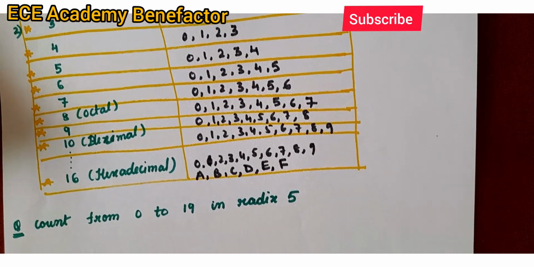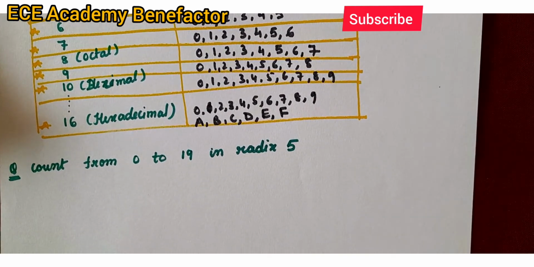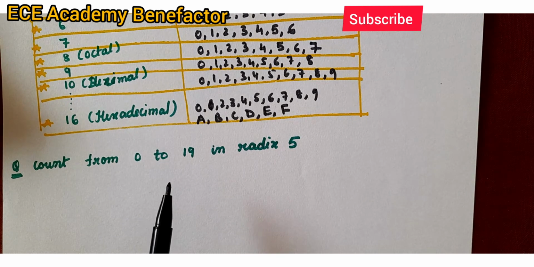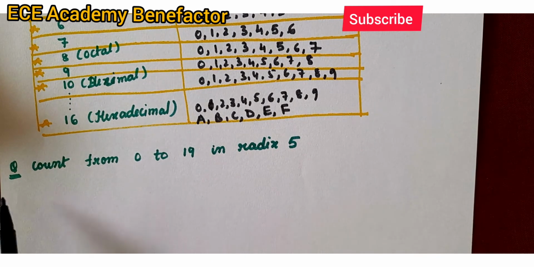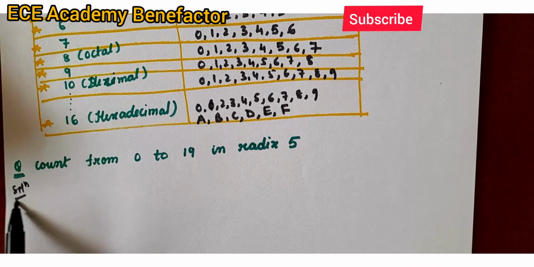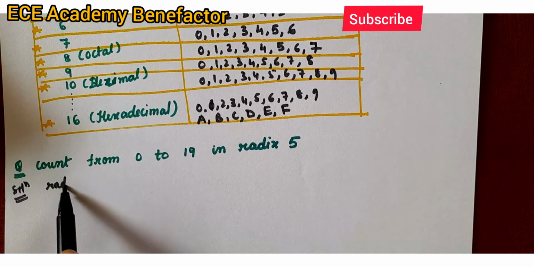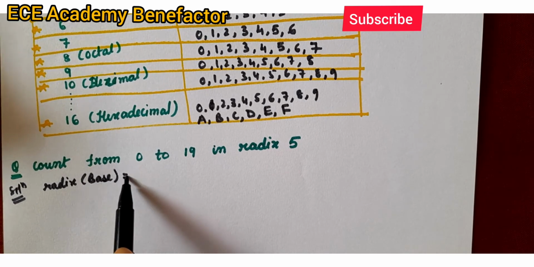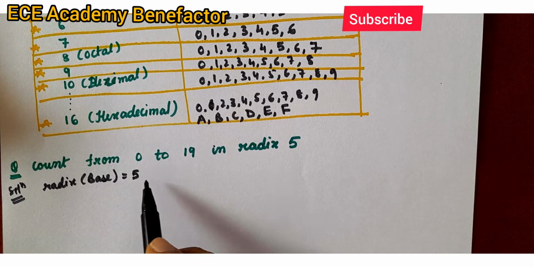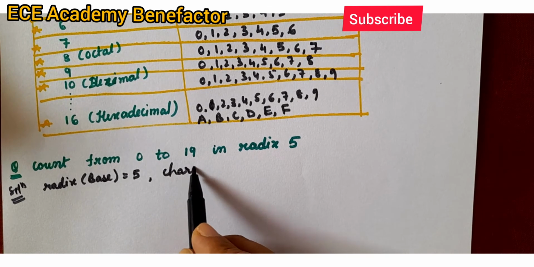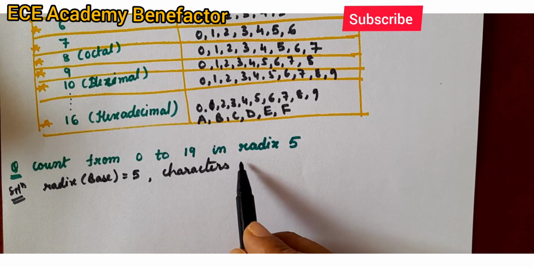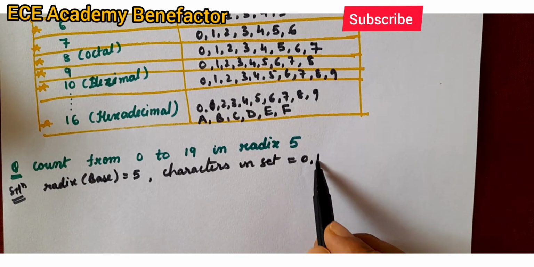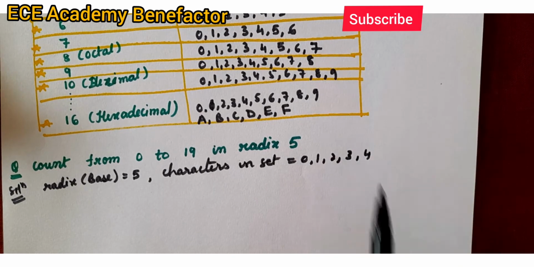So let us see an example. The given question is count from 0 to 19 in radix 5. So what is the question? Radix, what is the other name of radix? Radix or base. The base given here is 5. So the characters in the set are 0 to 4: 0, 1, 2, 3 and 4.